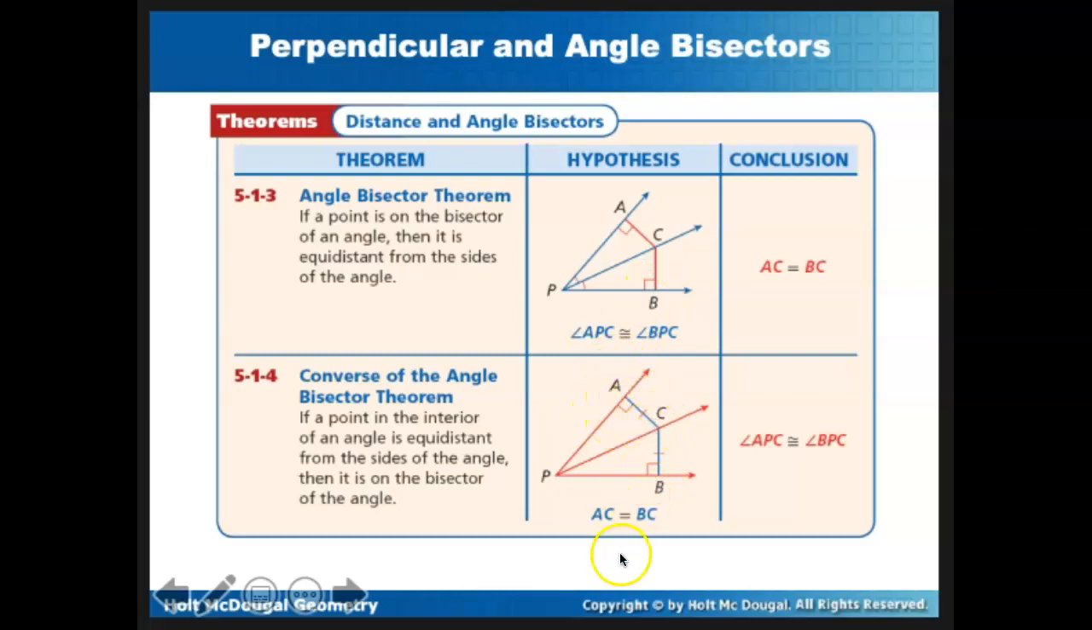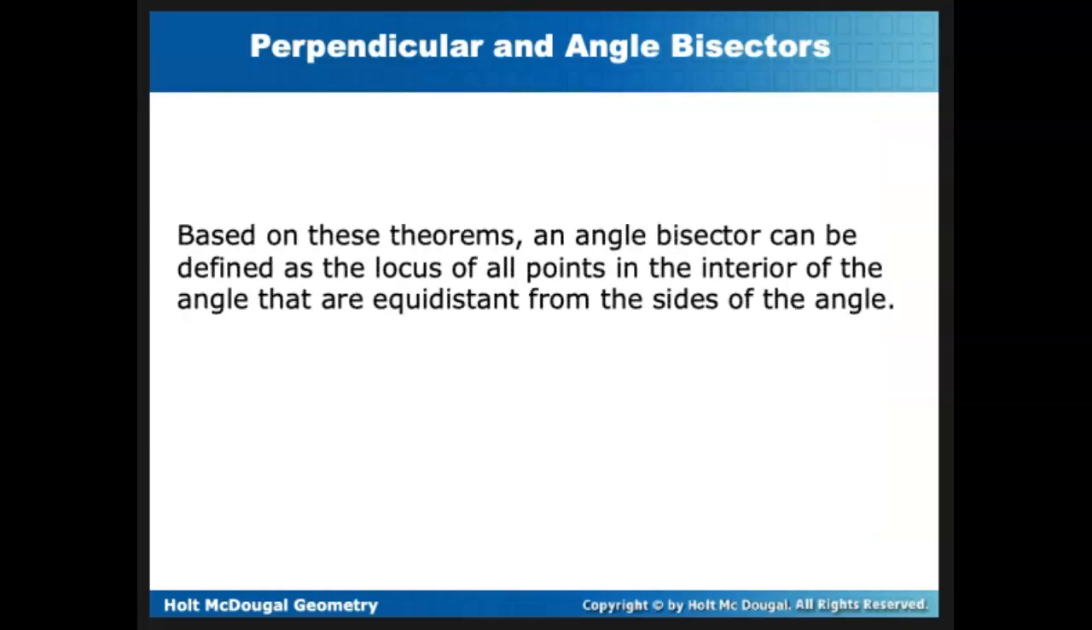Perpendicular lines. We're always talking about perpendicular lines here, because if it wasn't, I could make a line out here, and that's not going to be the same distance as this one. So that way we're consistent. We know that they're going to be the same length because, well, we have to have them perpendicular. I don't know how else to explain that. Based on these theorems, an angle bisector can be defined as the locus of all points in the interior of the angle that are equidistant from the sides of the angle.